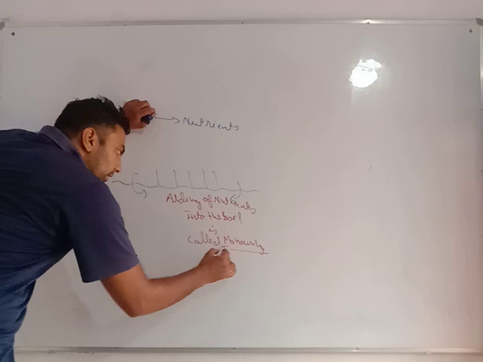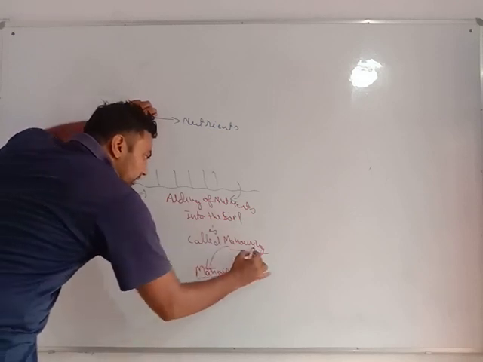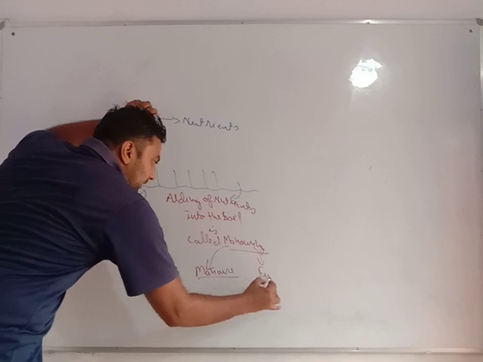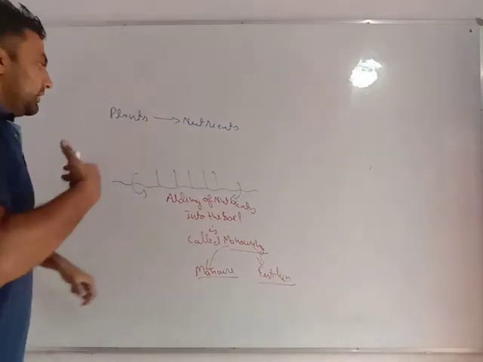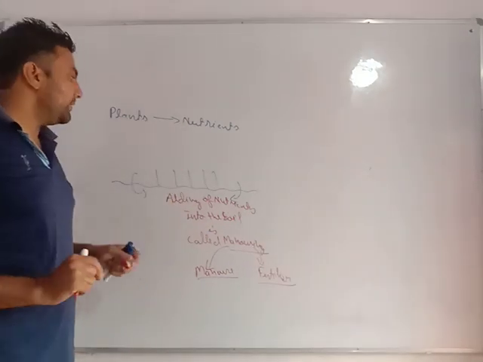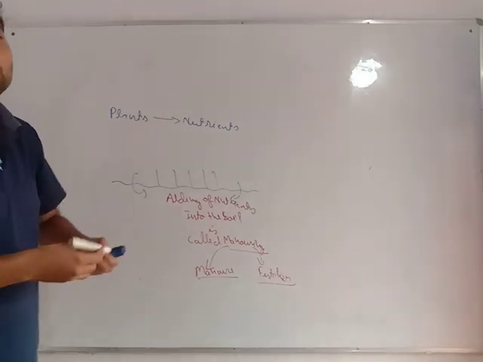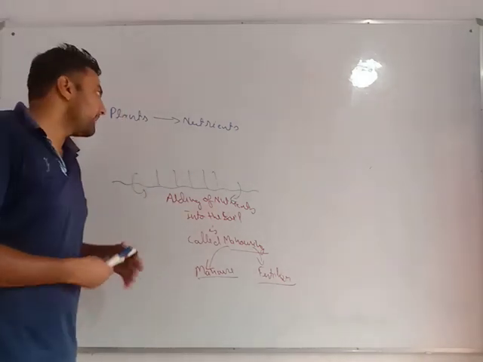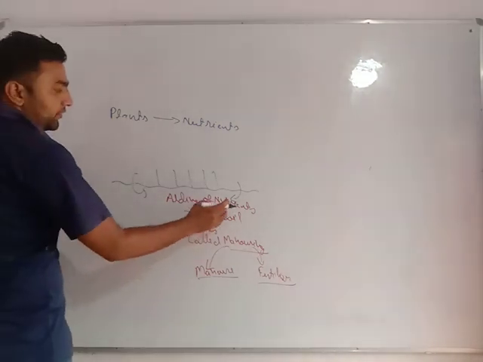You can do the manuring process by adding manure or by adding fertilizers. Adding nutrients, I need to continuously add nutrients. Why? Because these plants continuously need nutrients to grow. The more the nutrients, the more there will be growth. So very important. Now we will see adding of nutrients.